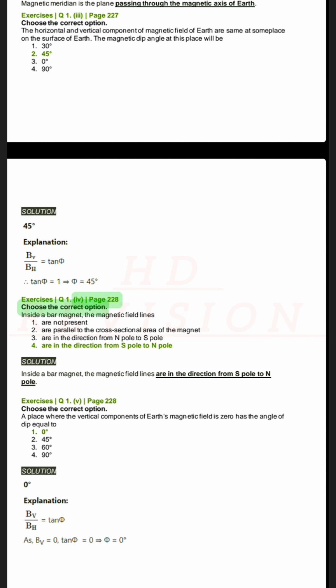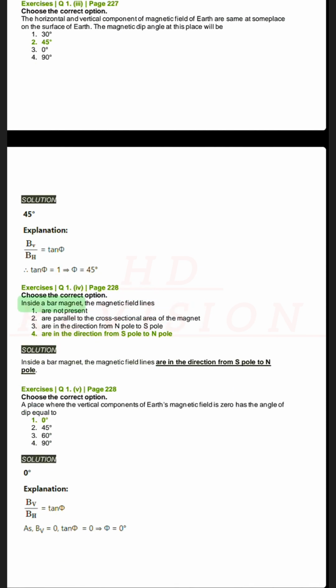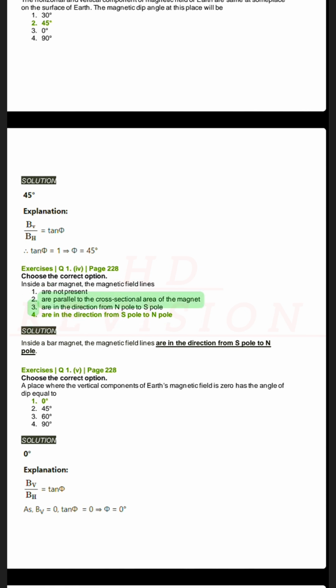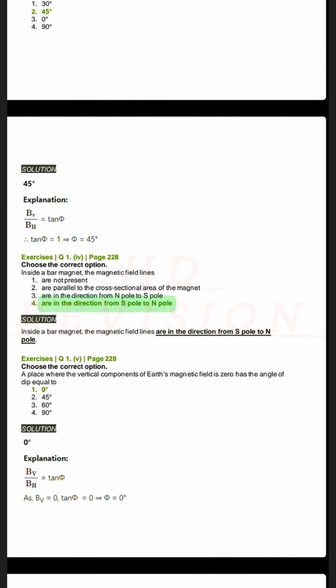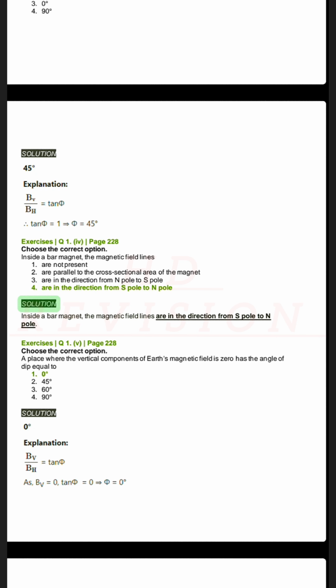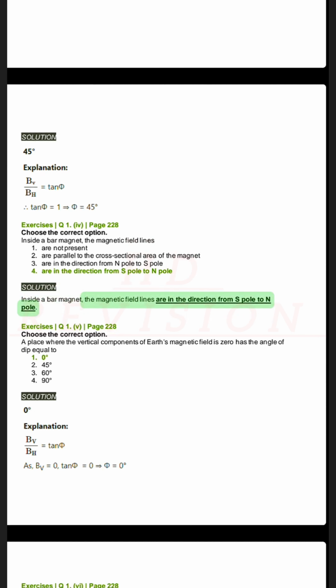Exercises, Q1, F, page 228. Choose the correct option. Inside a bar magnet, the magnetic field lines 1, are not present, 2, are parallel to the cross-sectional area of the magnet, 3, are in the direction from N pole to S pole, 4, are in the direction from S pole to N pole. Solution. Inside a bar magnet, the magnetic field lines are in the direction from S pole to N pole.